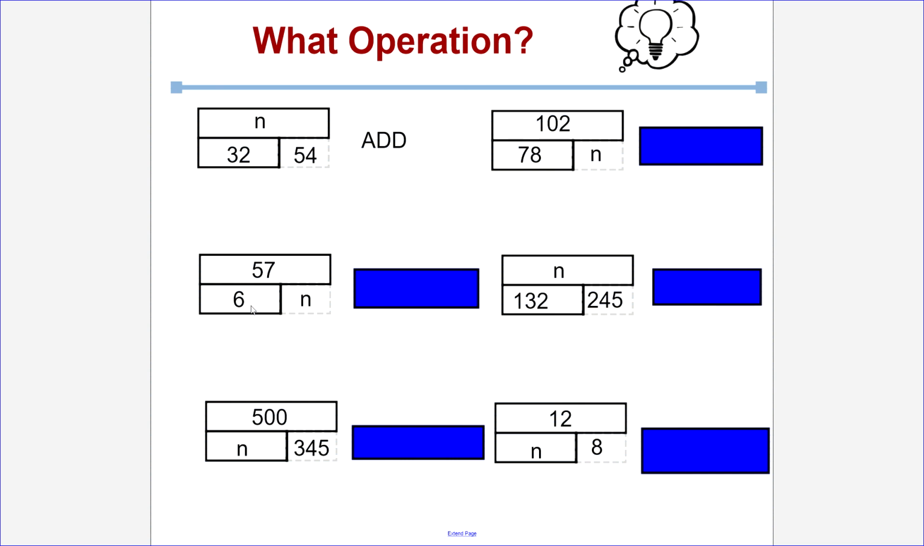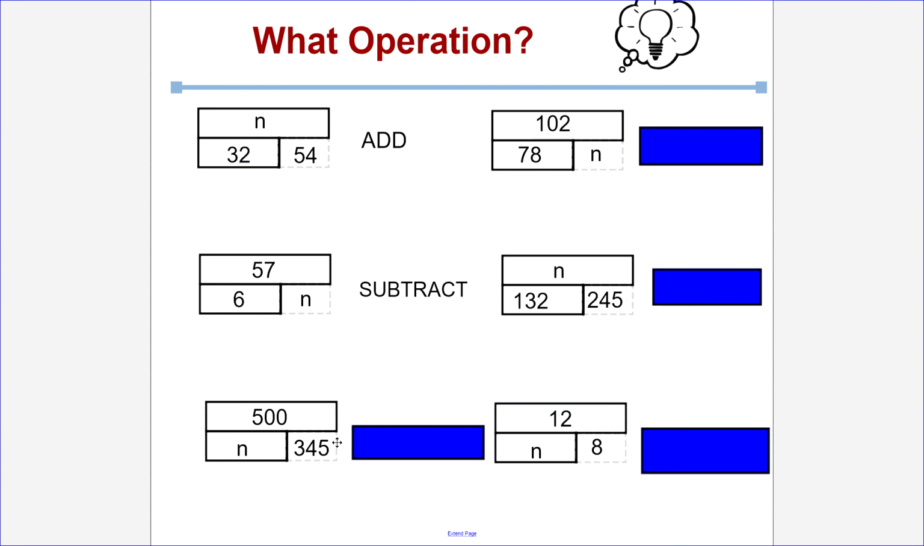What about this tape diagram? We know the greater amount and we know the lesser amount. We just don't know the difference. How would we solve this problem with a missing difference? Would we add or subtract? You're right, we would subtract because the greater amount minus the lesser amount equals the difference.